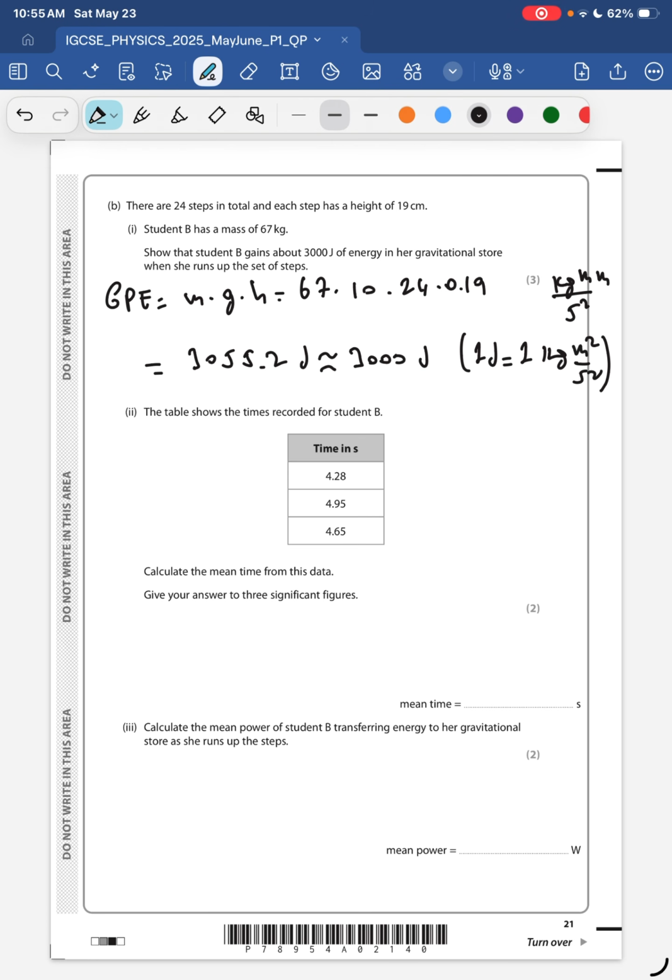Okay, this might be an A-level thing, so you don't really need to know the base units and stuff like that. So anyway, let's go to part 2.